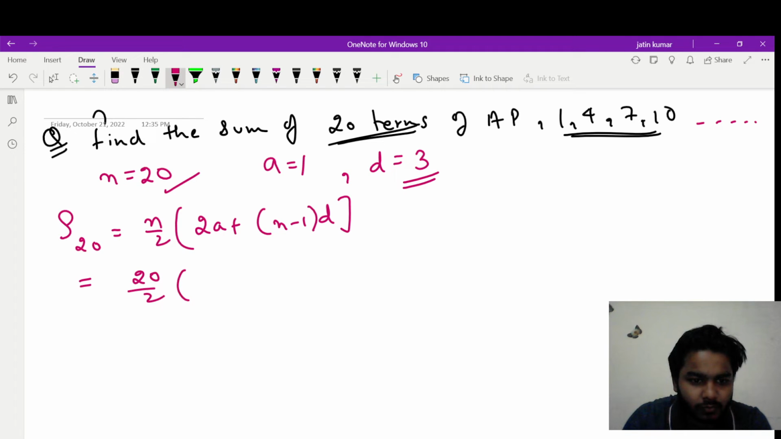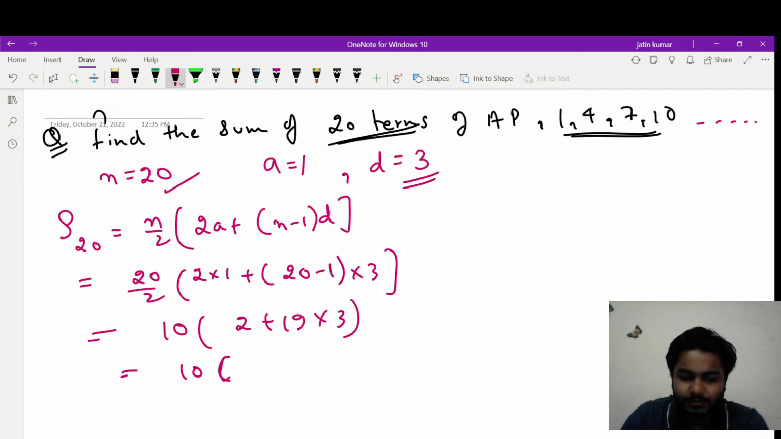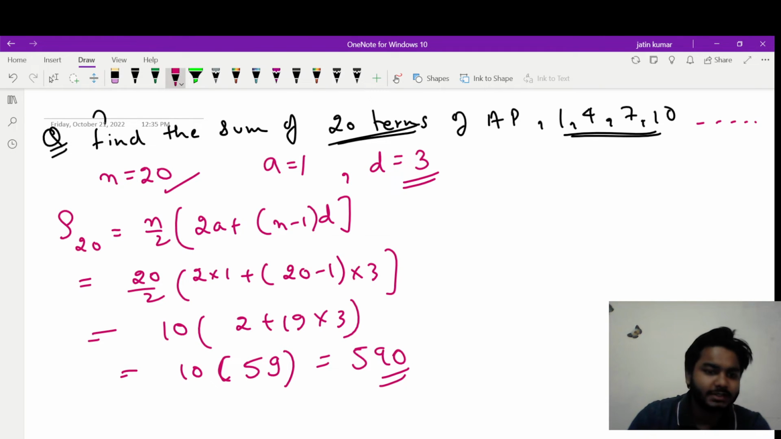20 by 2 into 2 into 1 plus 20 minus 1 into d. So this will become 10 into 2 plus 19 into 3. So 10 into the bracket, how much will it be? 19 times 3 is 57, yes 19 times 3 is 57, plus 2 is 59. So the answer is 590, the sum of first 20 terms.